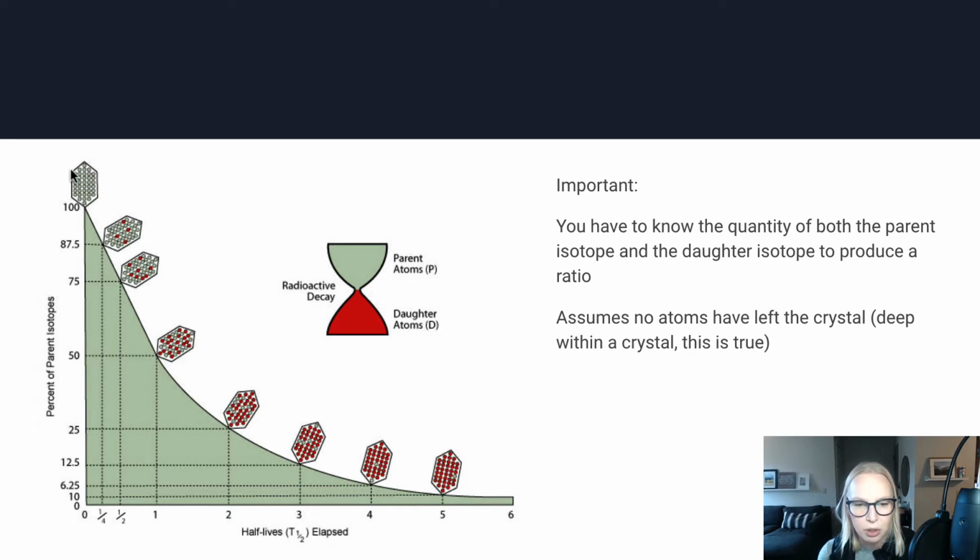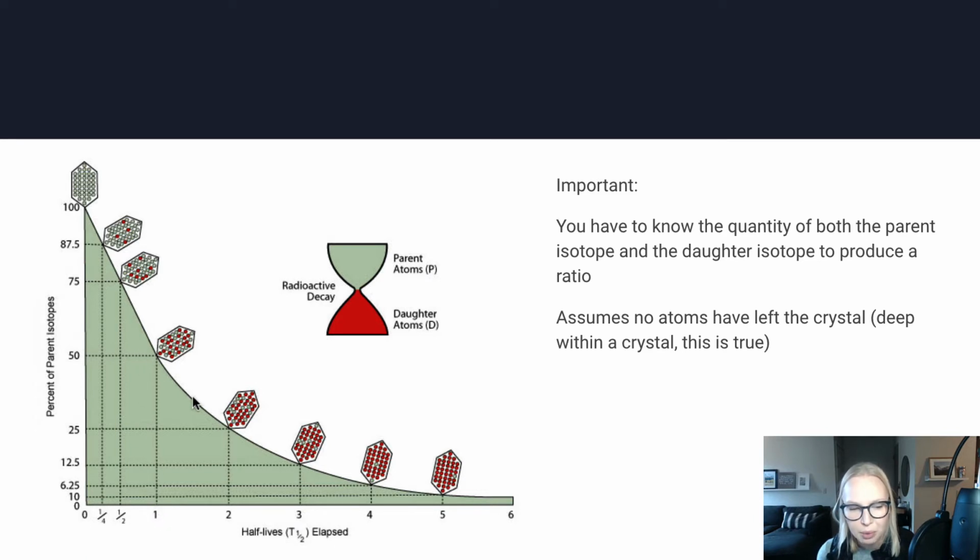So if we work our way from left to right across this diagram, you'll see that we start off with a crystal that is all parent atoms, all parent isotope. It starts off with entirely 100% parent isotopes. And then as time goes on, those parent isotopes decay into daughter isotopes. And so you'll see some red daughter isotopes appearing as time progresses. When you decay half of the parent isotope into daughter isotopes at 50% here, so the percent of parent isotopes is 50%, that is the duration of one half-life. Half of the parent isotopes have decayed. So that is one half-life.